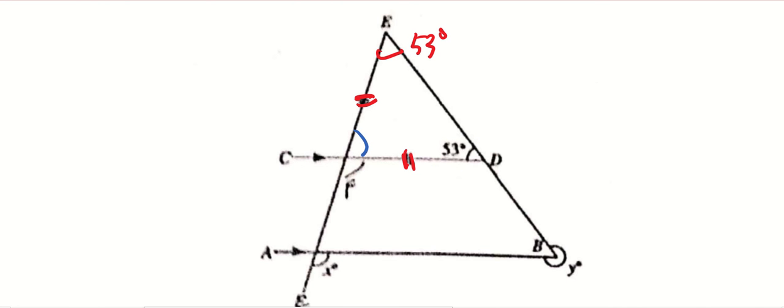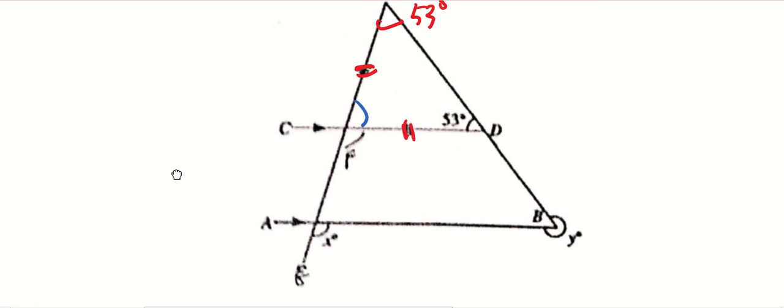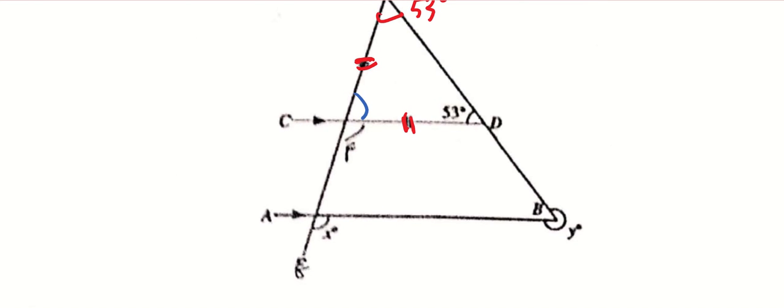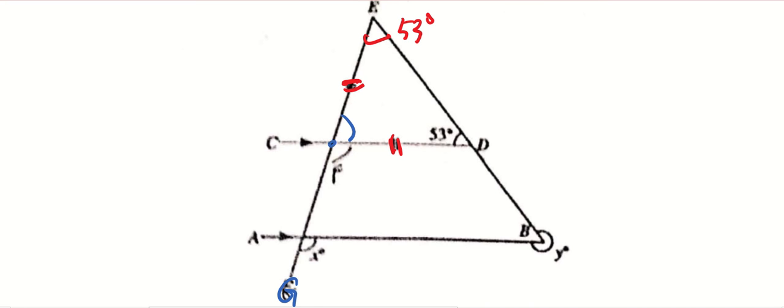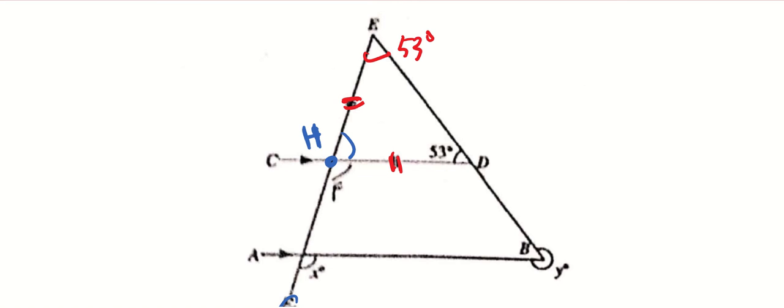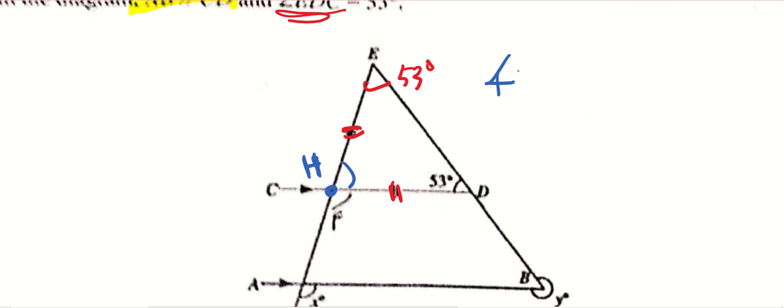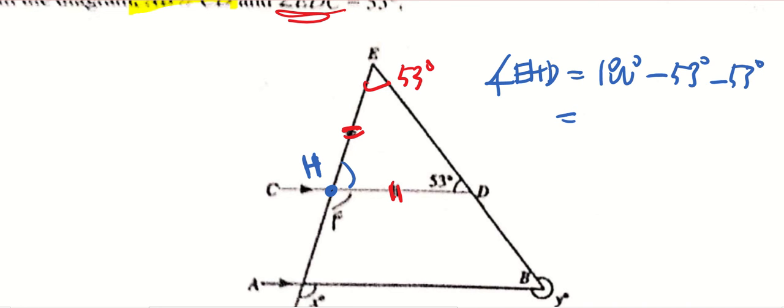the sum of angles in a triangle, this angle here, let me just doodle by the side. I need another alphabet, A, B, C, D, E. This is G, right? Okay, I think this is G. Now let me just name this point H then, for convenience. So immediately I can get the angle over here. Angle EHD equals 180 minus 53 degrees minus 53 degrees. That gives me 74 degrees.